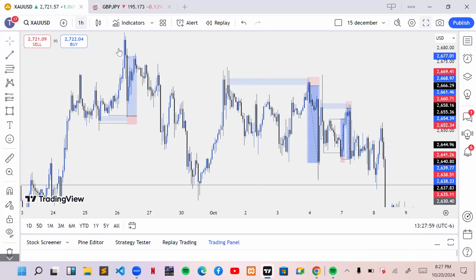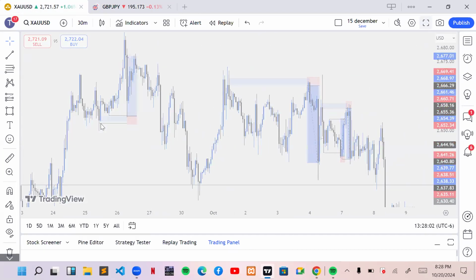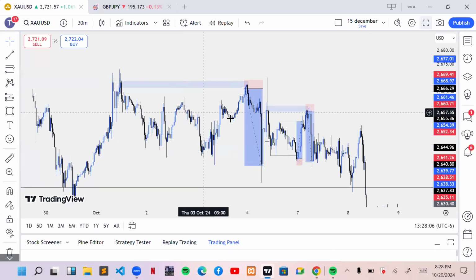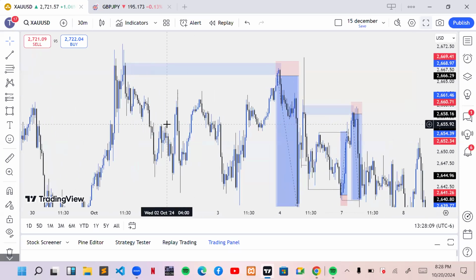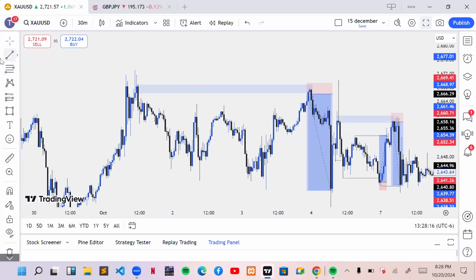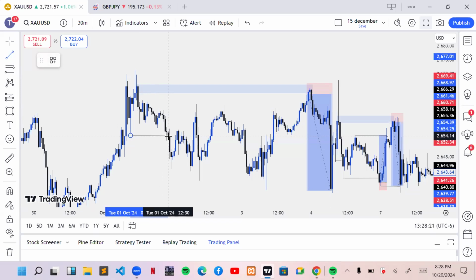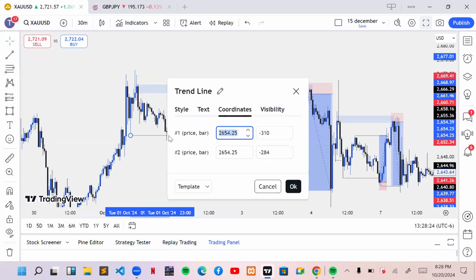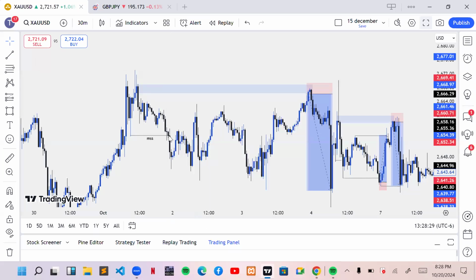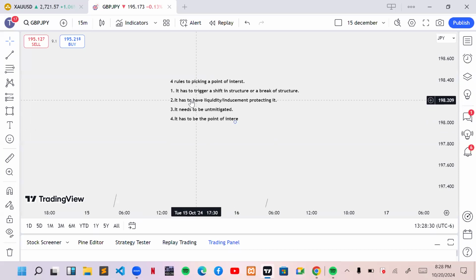You have to make sure that your point of interest triggers a shift in market structure or a break of structure. While going through those rules, I'll be giving an example with a trade I took. So for this particular trade that I took here, you have to notice that there was a shift in market structure right here. For each rule that I call out, I'm going to demarcate it here on the chart. So there was a shift in market structure right here. MSS.